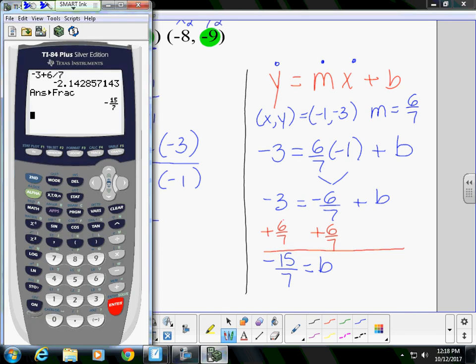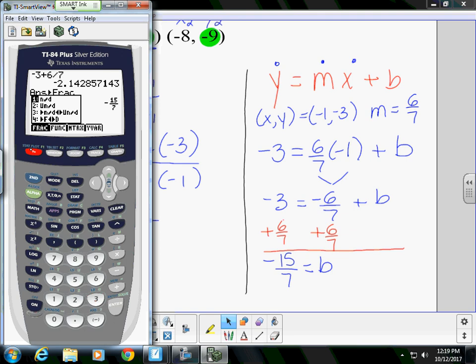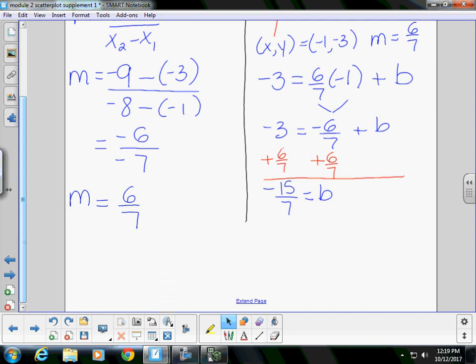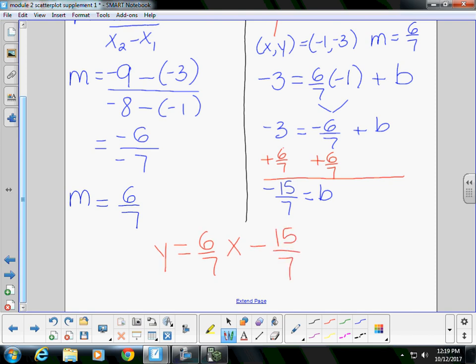Or, the other way to put it in the calculator is to say -3 plus, and then use alpha y equals, enter, and it gives you the fraction template. And we'll put 6 over 7. Enter. And it gives you just the fraction answer. You should practice that. Make sure you know how to use that fraction key, or make sure you know how to turn a decimal into a fraction. Okay, so now that I have my m and my b, my actual answer for this problem is y equals 6/7 x minus 15/7. Okay, our answer is an equation.